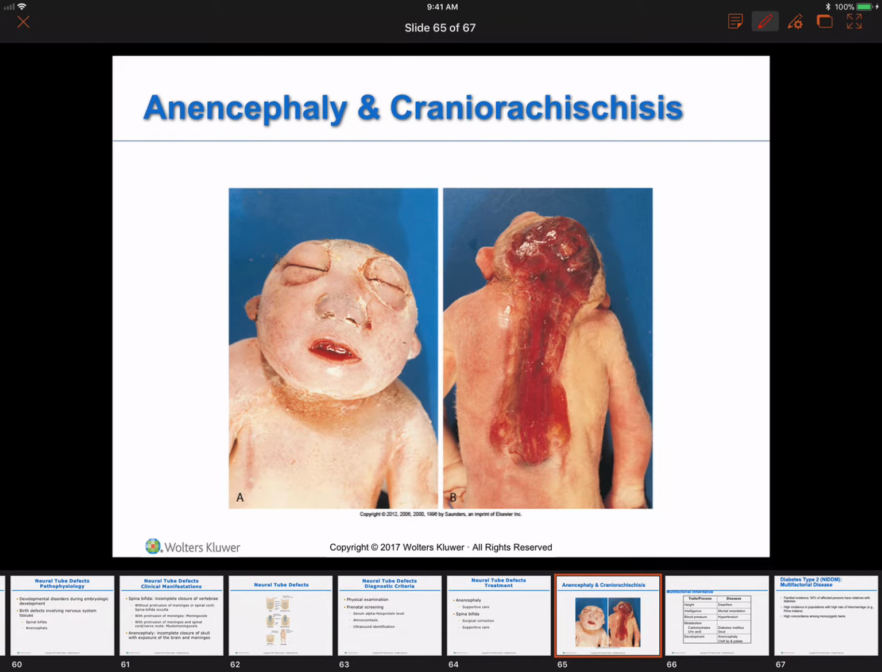All right, so this is what anencephaly would look like. Again, you're seeing that the top part of the head and skull is missing. A lot of pathology textbooks will describe this as having frog-like faces.